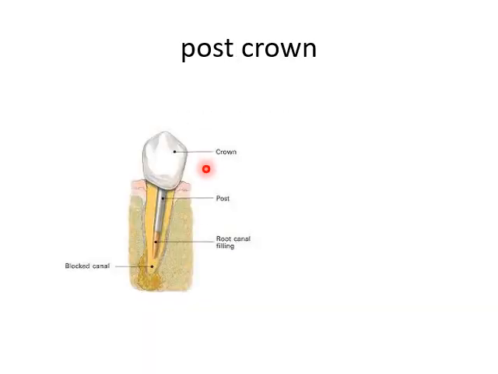ما هو البوست كراون؟ البوست كراون هو عبارة عن fixed restoration replace the coronal portion of the tooth and retained itself by a mean of post which extended and cemented inside the canal of endodontically treated teeth.